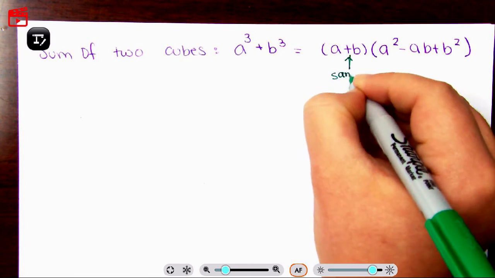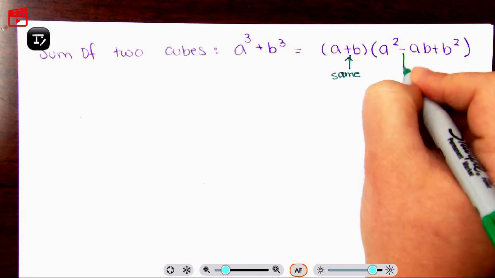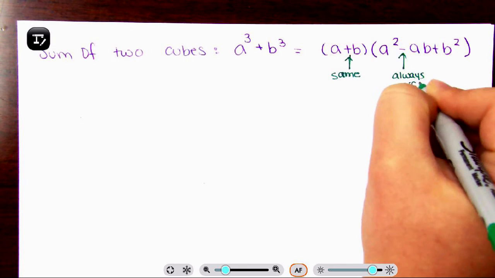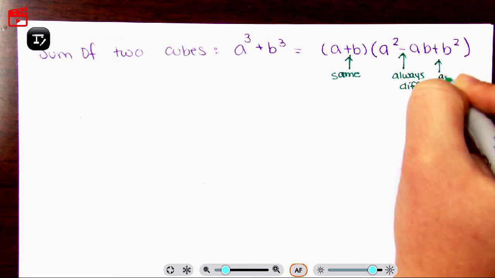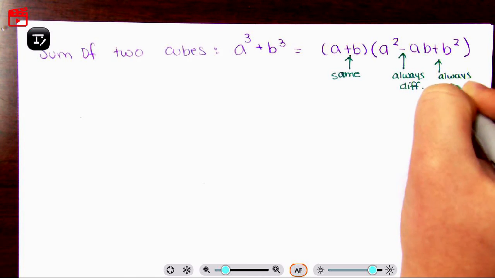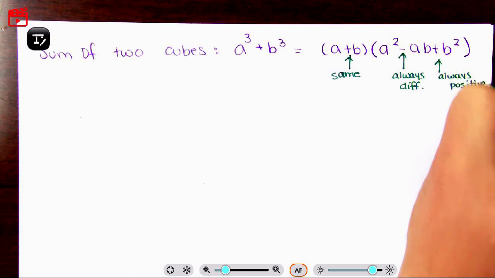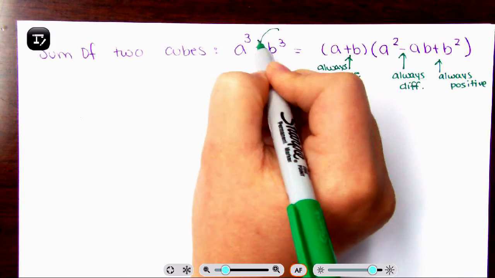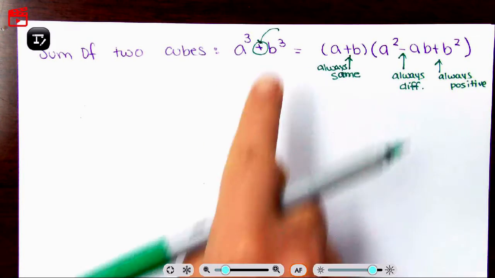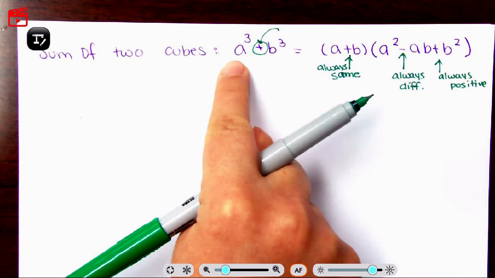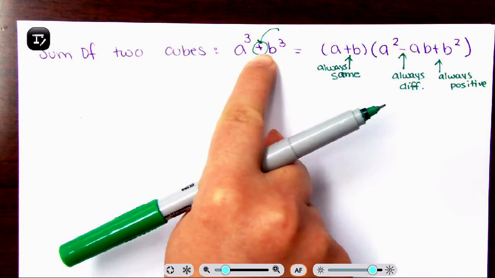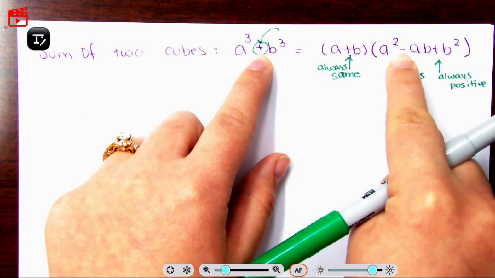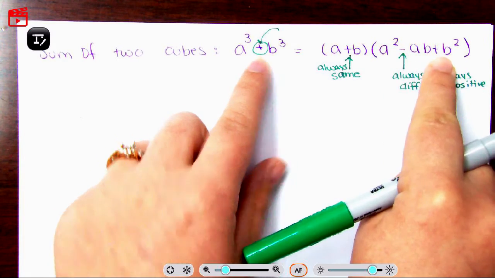Same, always same, always different, always positive. So always same, and this is in reference to this symbol right here. If you have a plus in between your two cubed terms, it's always the same. So see how plus and plus match? Always different, so it's the opposite, and always positive.